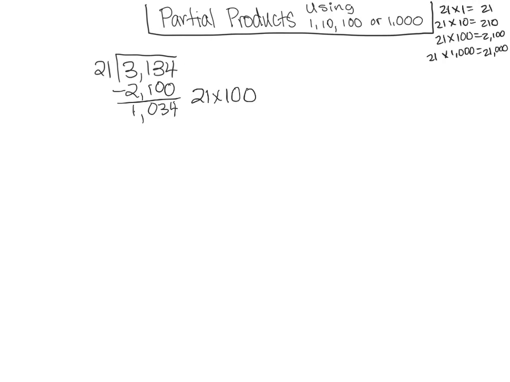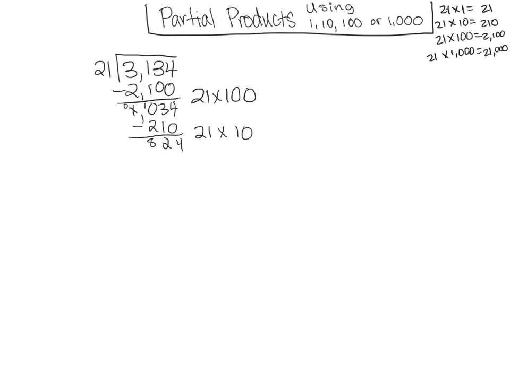1,034. Now I know I can't multiply my divisor by 100 again. That would be too big, so I'm going to go with 10. That would be 210. I'm going to subtract this from 1,034. 4 minus 0 is 4. 3 minus 1 is 2. Here I have to regroup again. I can't do 0 minus 2, so I'm going to turn this one into a 0 and the 0 on this side to a 10. 10 minus 2 is 8.